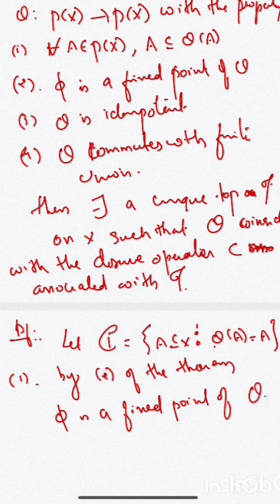What do you mean by a fixed point? What is a fixed point of a function? A point x is said to be a fixed point of a function f if f of x is equal to x. When phi is a fixed point of the function theta, it implies theta fixes the point phi. So theta of phi will be equal to phi. When theta of A equals A, then A belongs to this collection. So theta of phi equal to phi implies the empty set phi belongs to our collection C.